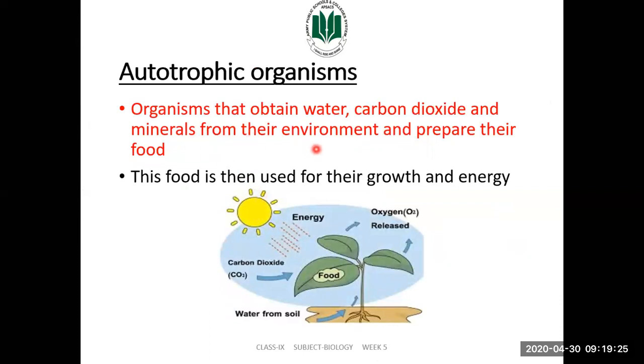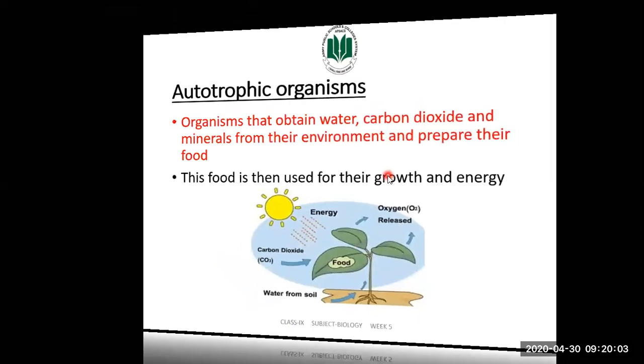These are organisms that obtain water, carbon dioxide and minerals from their environment and prepare their own food. It means that plants get energy from the sun, water from the soil, carbon dioxide from the air, and minerals from the soil in which they are rooted. Then they process all of those things and prepare their own food by the process known as photosynthesis. Meanwhile, oxygen is also released, which living organisms consume to inhale. The food is then used for their growth. The plant body will grow as the process of photosynthesis speeds up, and it gets energy from this food.